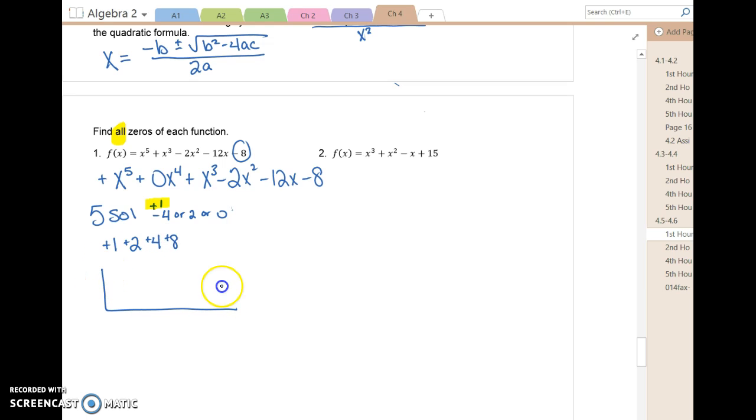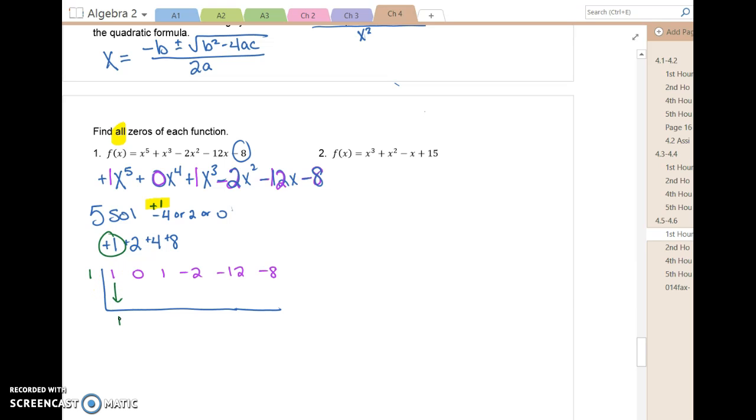So using synthetic division, our coefficients are 1, 0, 1, negative 2, negative 12, and negative 8. So in case you've forgotten your synthetic division, those numbers come from the coefficients of the polynomial. Okay, we are going to test positive 1.